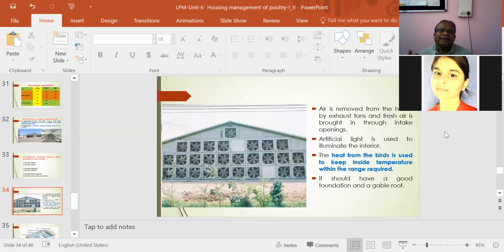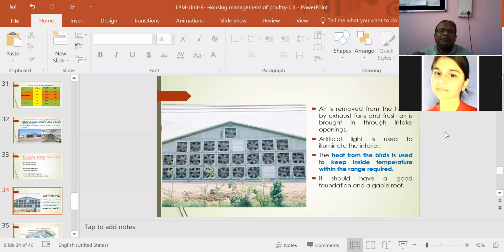The artificial light is used to illuminate the interior because the shed is completely covered, so there must be provision of light. Artificial light is used, that is bulbs or tubes, incandescent bulbs, whatever type of lighting device is used, for illuminating the shed.